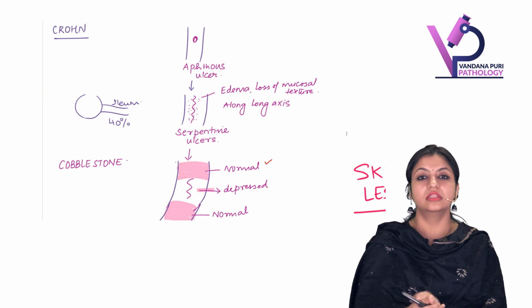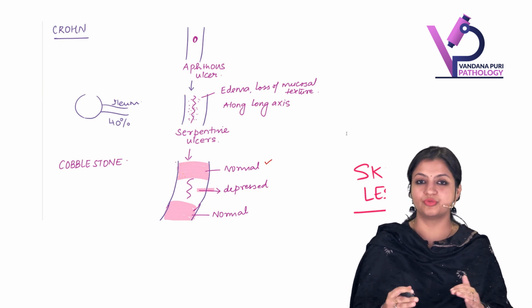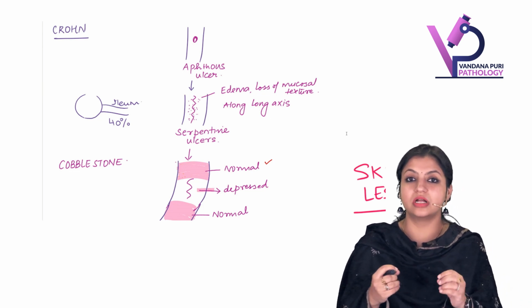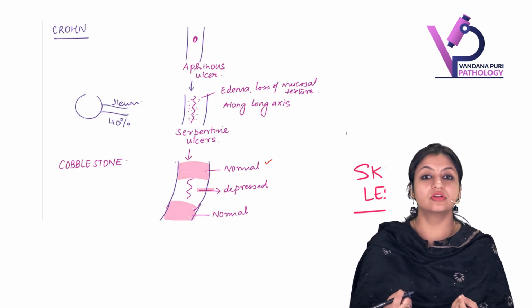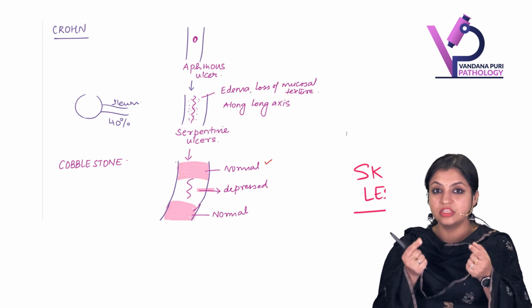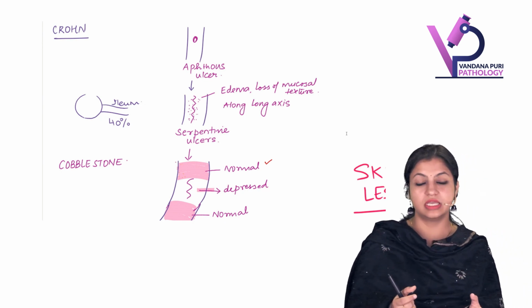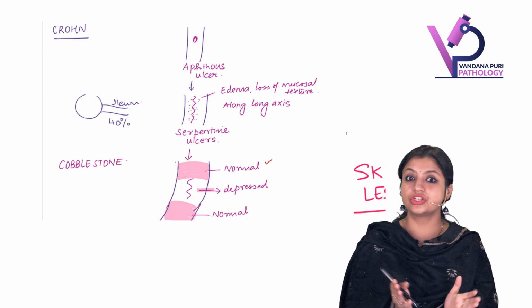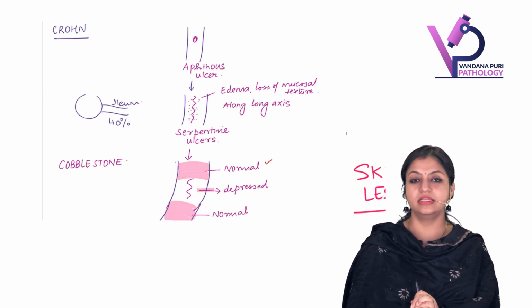Not only that, there will be submucosal fibrosis. The muscularis will start showing a little bit of response, hypertrophy. Because of that, the wall thickness will be increased and the patient will start getting strictures.